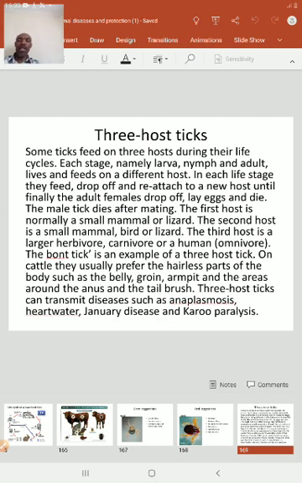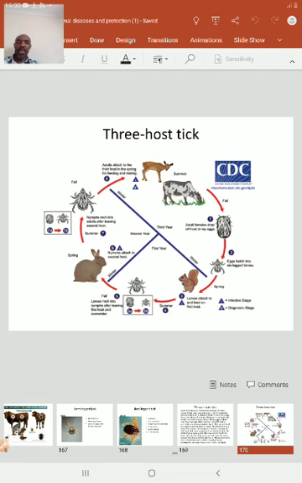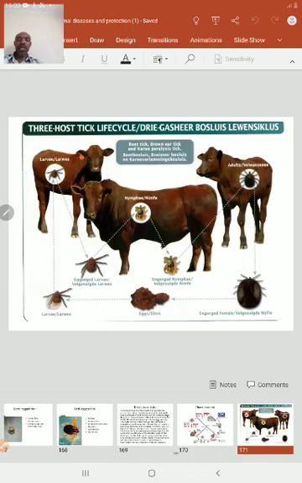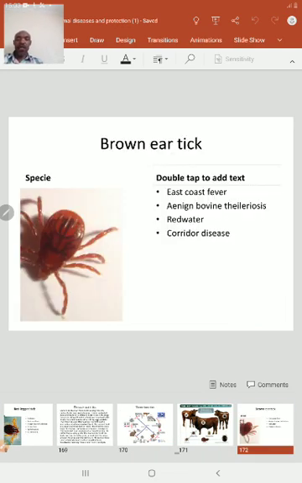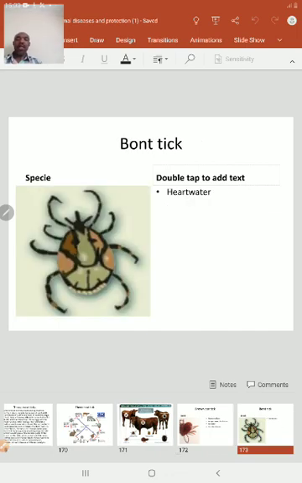Then a three-host tick is a bont tick. This one is a three-host tick. You can see one host, second host, third host. It has got three hosts. Eggs in another host, larva in another host, nymph in another. Then this one, a bont tick, it causes red water. You see, it's bont. Not only the legs are bont, the whole body is bont.